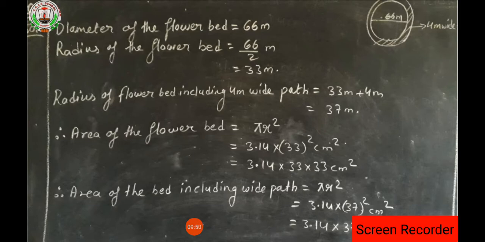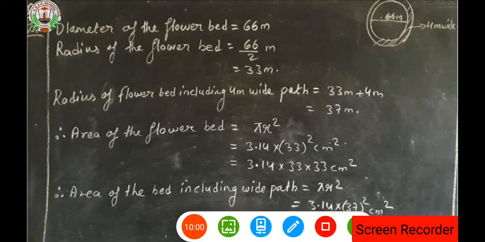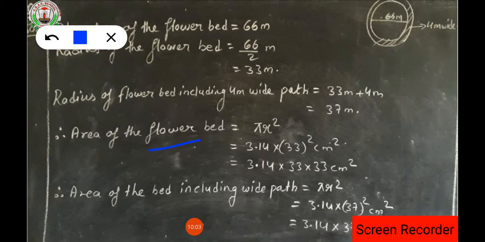Clear? Now with the help of these two radii we are going to find the area of the flower bed as well as the area of the bed including the white path, 4 meter wide. The area of the flower bed will be equal to the area of the circle. So what is the formula for the area of a circle? That is pi r square. Using pi as 3.14, and r value is 33, because here we are finding the radius of the flower bed: 3.14 into 33 into 33 meter square.